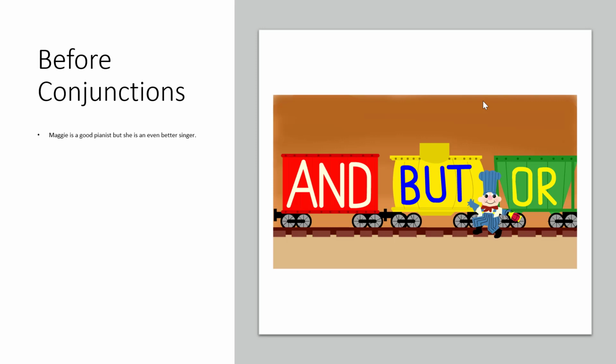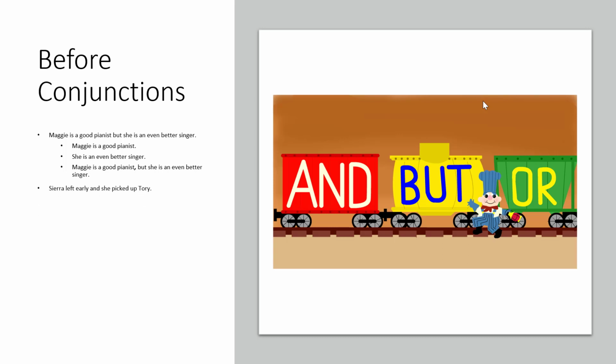In the first example, we have Maggie is a good pianist, but she is an even better singer. So what we have done here is we've taken the first sentence, which is Maggie is a good pianist, and the second sentence, she is an even better singer, and we have decided to combine those two simple sentences so that I have some more complex sentences. So we have Maggie is a good pianist, comma, but she is an even better singer.